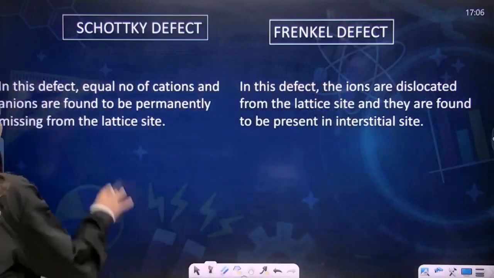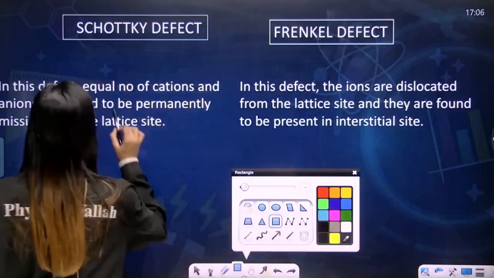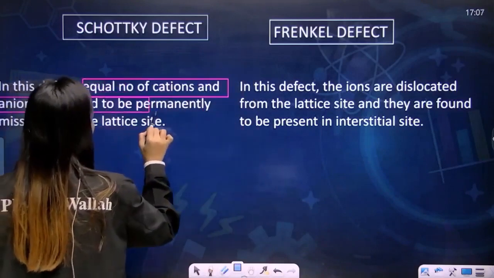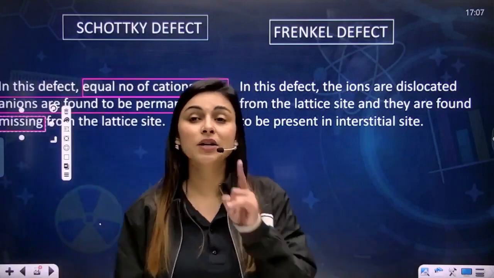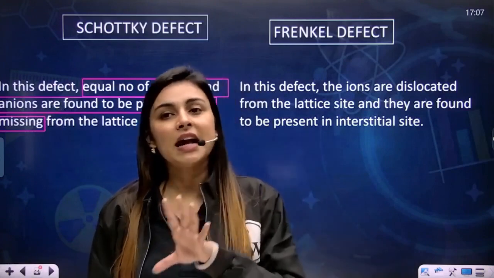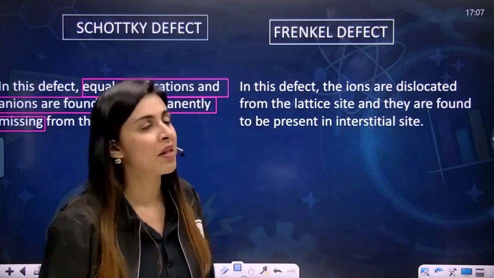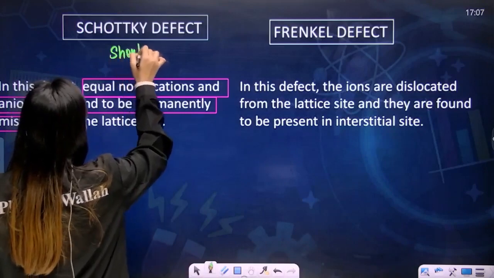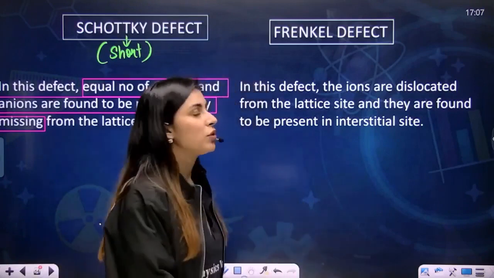The first point says that in this defect, equal numbers of cations and anions are found to be permanently missing. They are permanently missing, but the number of cations and anions is exactly equal, and that is the reason electroneutrality is still maintained and the cation to anion ratio is also the same, and that is the reason we call it a stoichiometric defect. I'll write "short" so that you will always understand that Schottky defect is short of atoms.